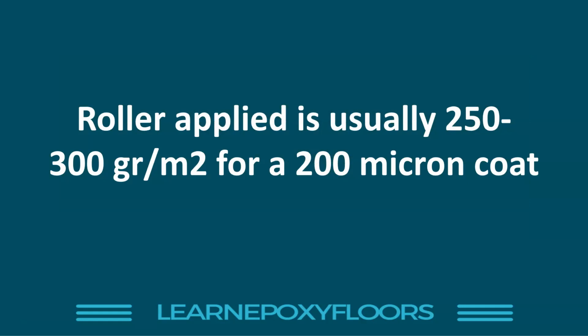So when we apply a roller applied floor, the consumption for one coat is about 250 grams to 300 grams per square meter. Now, I know some of you may not be using the metric system, but I'm using the metric system because 90% of the world uses it. So I'm just going to use metrics here. But if you apply 300 grams per square meter, you get about 200 micron thickness of coating. And that's for one roller applied floor. But usually you want to be applying at least 2 coats with a roller applied floor, maybe even 3 coats.